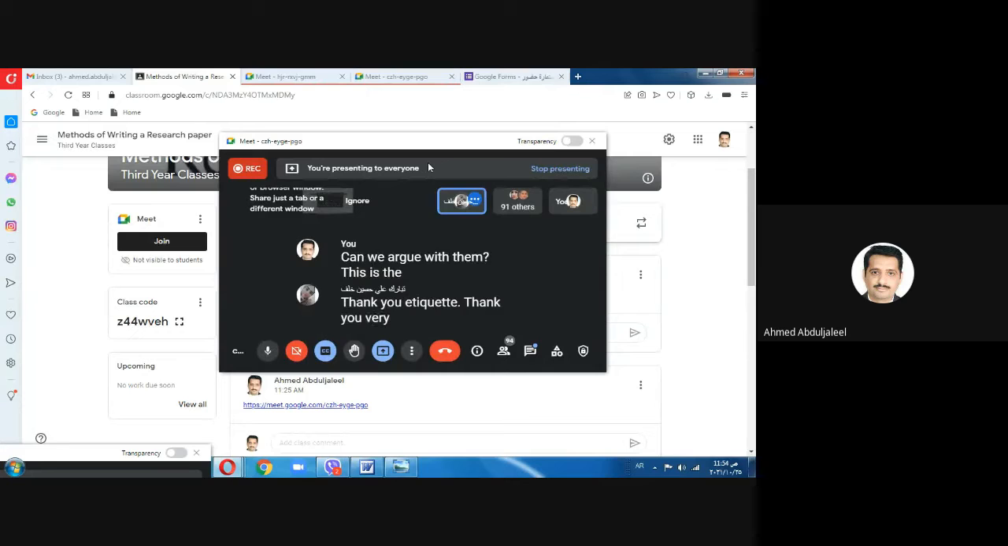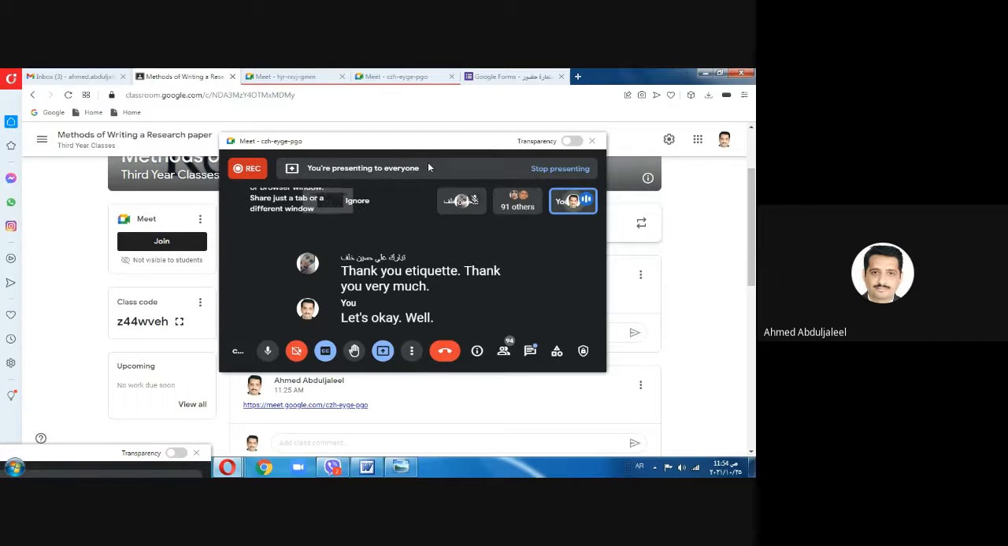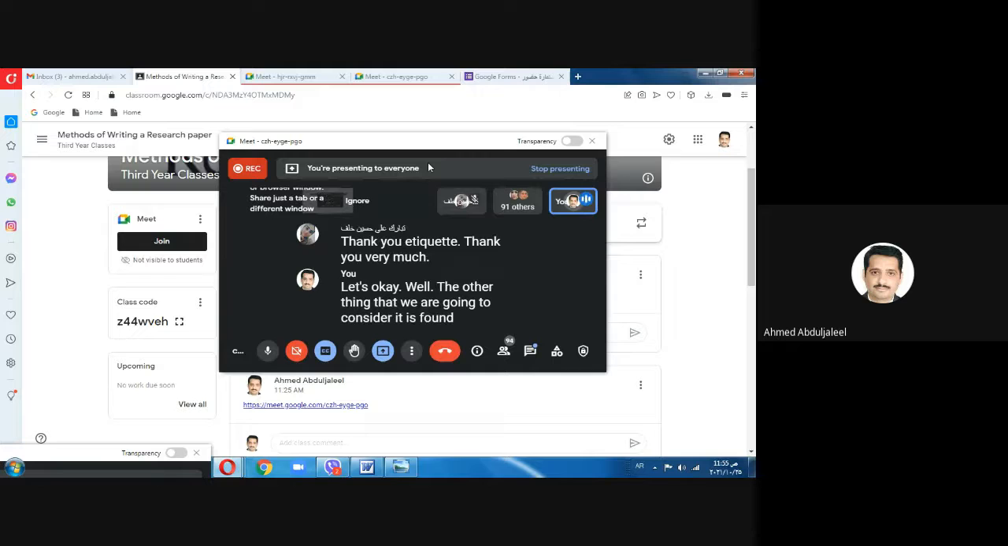Well, the other things that we are going to consider are found in the third paragraph. Writing the research paper provides valuable experience too. It forces you to develop an informed conclusion. This is very important. So what is the benefit of writing a research?